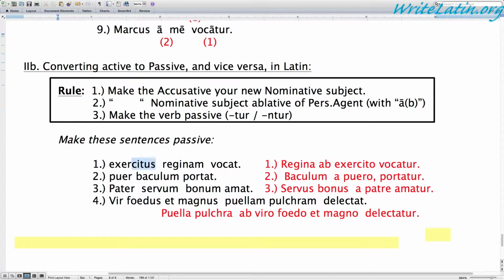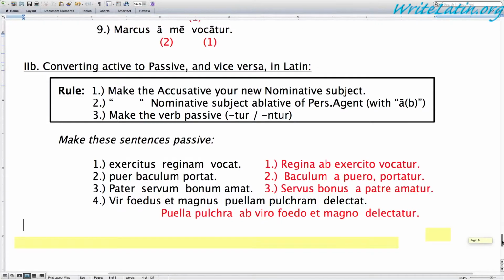Number 1, the army calls the queen. The queen is called by the army. The boy carries the stick. The stick by the boy is carried. Father a good servant loves. A good servant by father is loved. Number 4, the ugly big man pleases the pretty girl. The pretty girl by an ugly big man is pleased. Notice that all those were ablative, and all those were nominative.